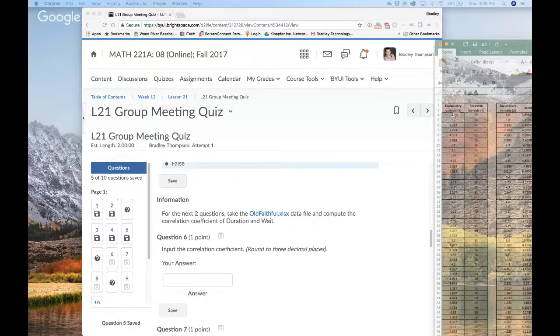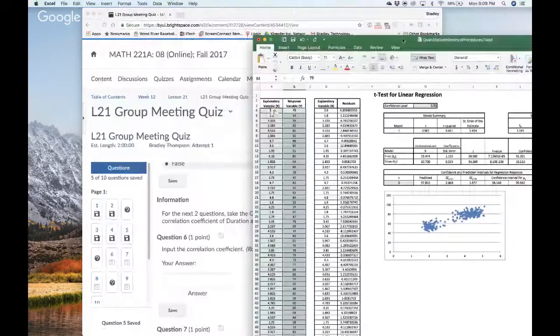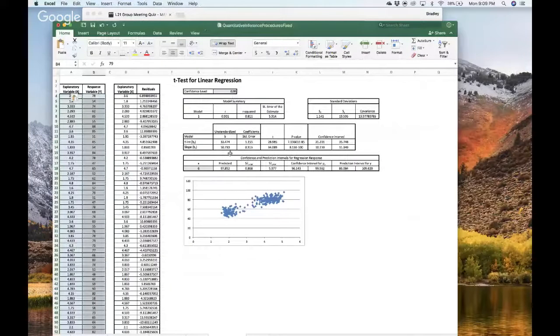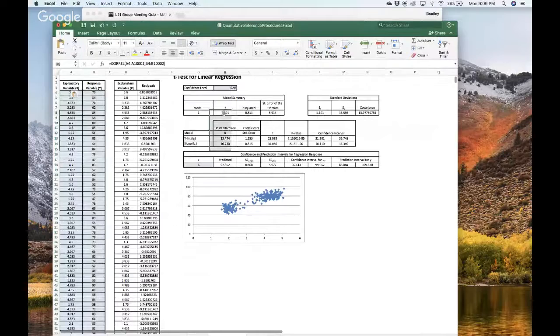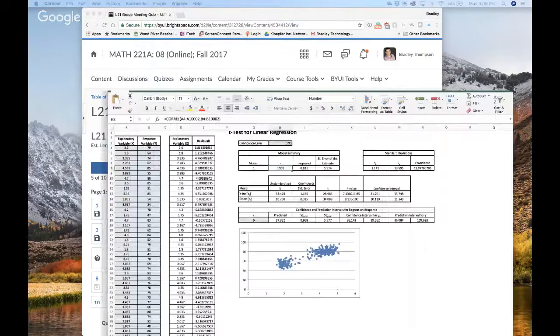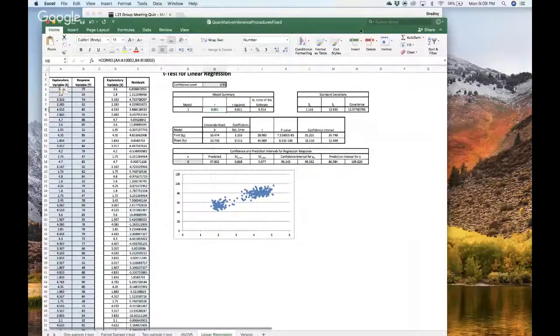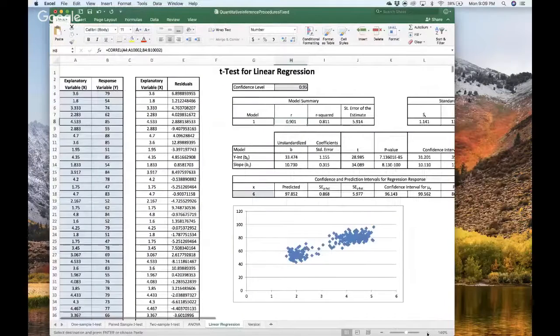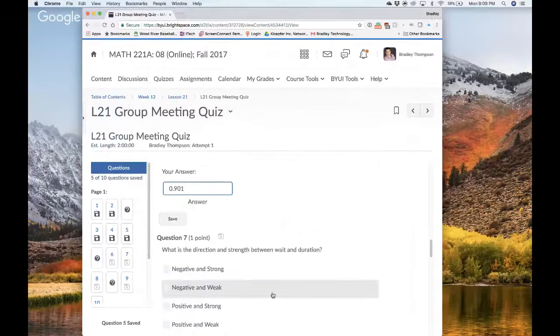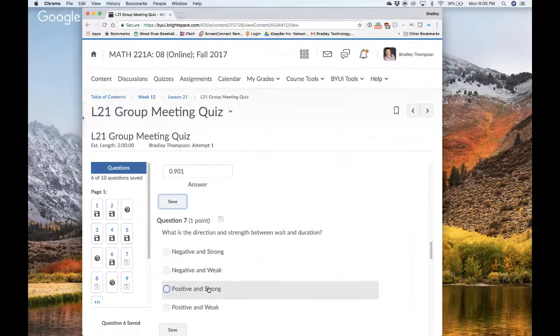Okay, so there's our deal here. What are we looking for again? We're looking for the correlation coefficient. Isn't it the R? 0.901. Which one was that again? Where did it come from? The R? It's the R that we're looking for. And I have it up on my screen if you want to look. Okay, yeah, I got it. Yep. Okay. Would that be positive and strong?